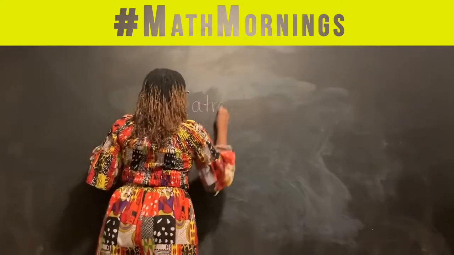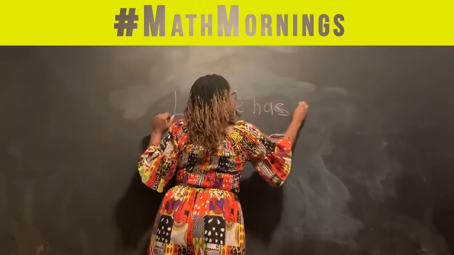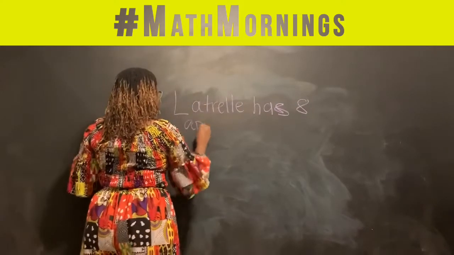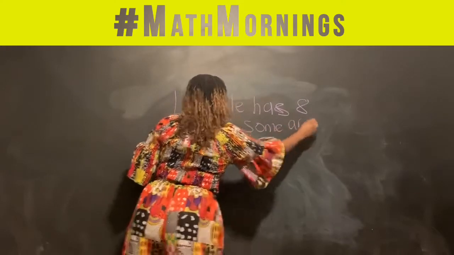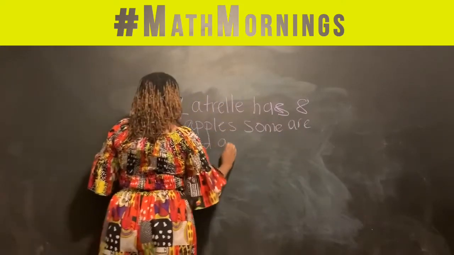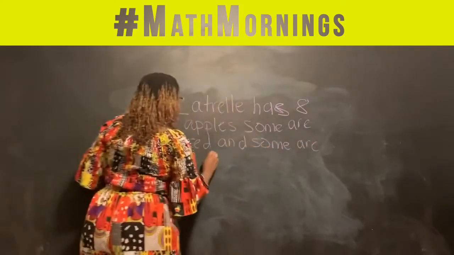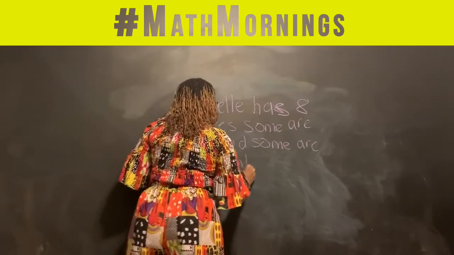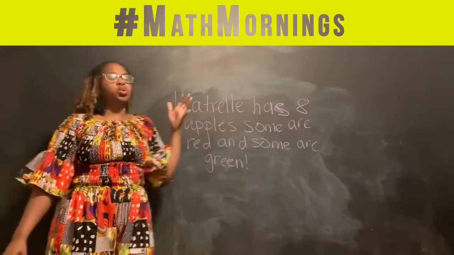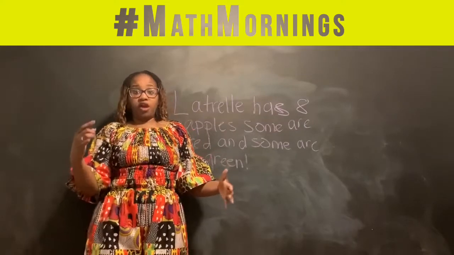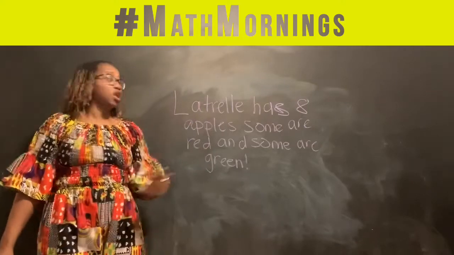Latrell has 8 apples. Some are red and some are green. Okay? So every now and then we have a sum problem, right? They don't really tell you how many red and how many green there are, but what they do give you is a total, right? So we want to focus on that.